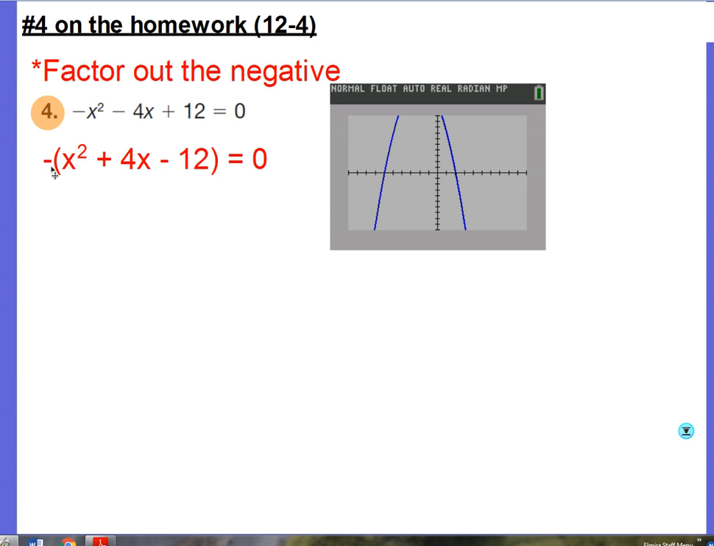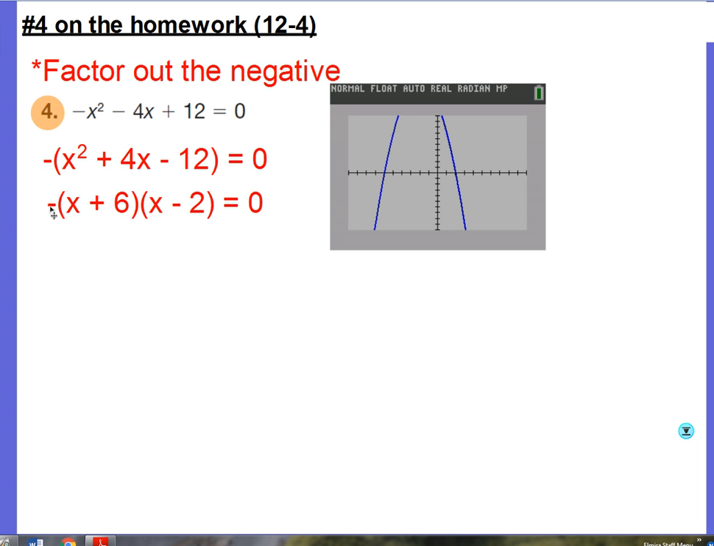And that's a legal move because it doesn't change how the graph crosses the x-axis. Remember, all that leading negative sign does is flip the parabola over. So if there was no negative sign here, the parabola would be exactly the same except that it would open up. So I'm still going to take what's inside and factor it.